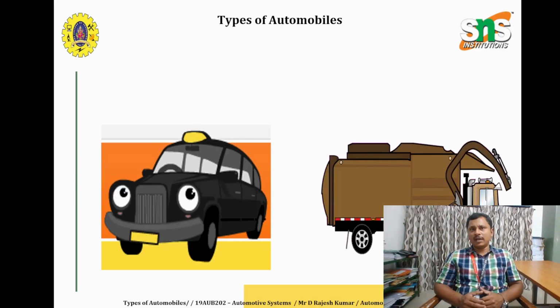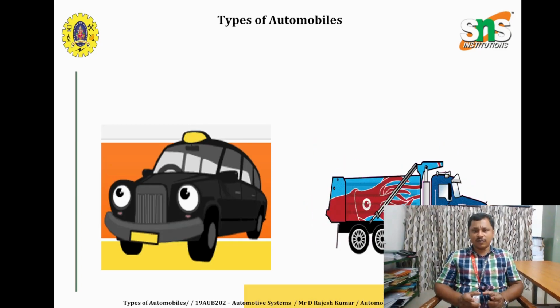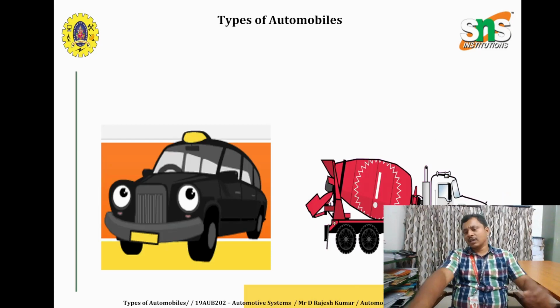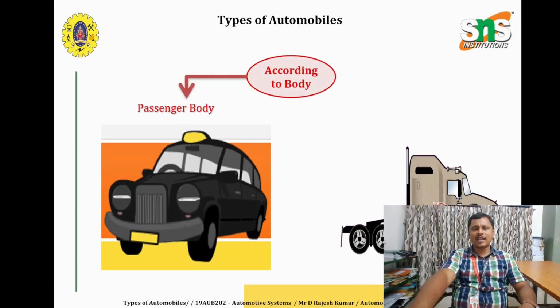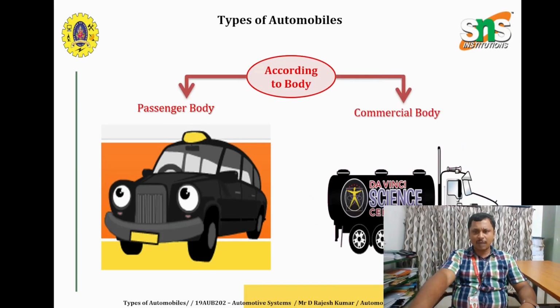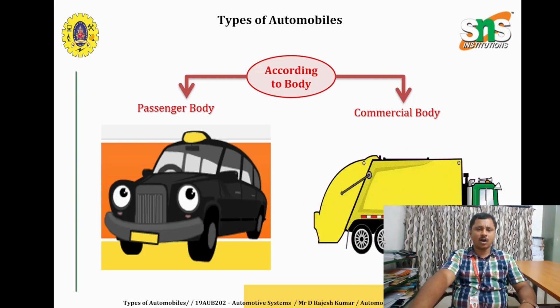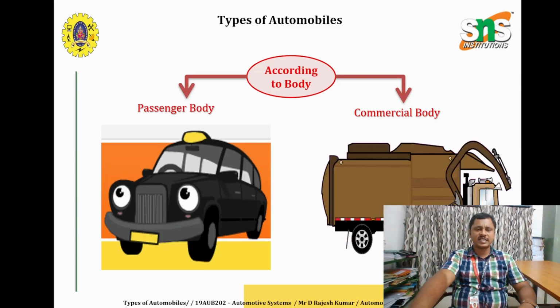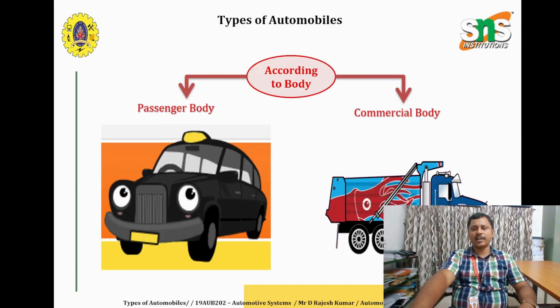The meaning of automobile is a self-propelled vehicle. So the vehicle develops its own power required to propel. According to the body, the automobile is classified into passenger body and commercial body. Passenger body means you can see here the car kind of thing where you can find seating for the passengers, whereas in the commercial body type you can see different kinds of trucks.